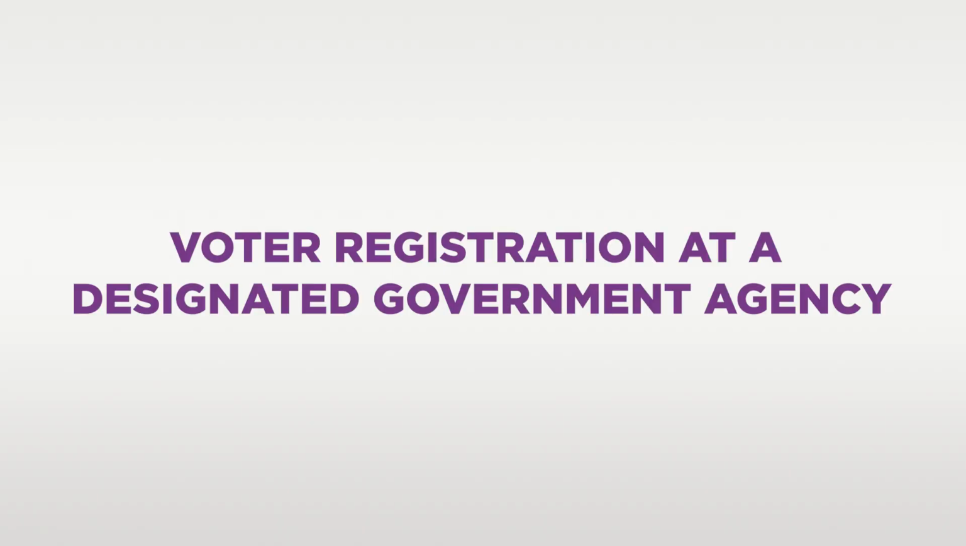Voter registration at a designated government agency. State agencies covered by the NVRA collect voter registration data in several ways, including paper and various electronic or automated methods. When agencies collect registration data electronically and then transfer the information to election officials, the accessibility concerns depend on how the registrant transmits their information.